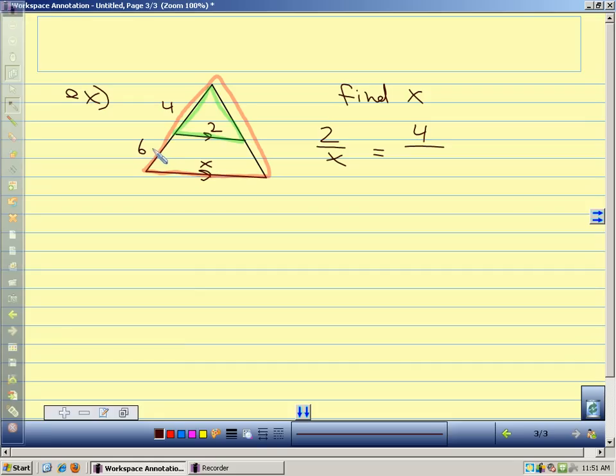So for this kind of problem, you have to be very careful. If you're comparing the two triangles, make sure you're comparing the parts of the two triangles. 6 is only this small section here. So we have to compare the side of the small triangle, which is 4, with the whole side of the big triangle, which is 10. So with this kind of problem, you have to be sure you're being very careful with the parts that you're comparing. And then we'd say 4x equals 20 when we cross multiply, divided by 4, and x equals 5.